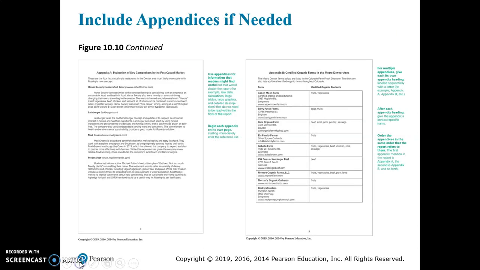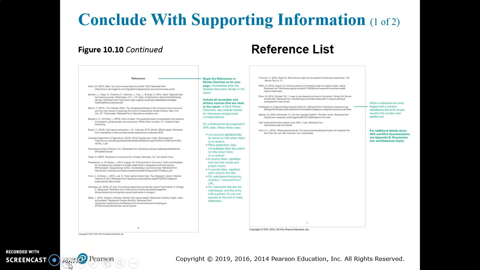Now we're going to go to the reference list, which, whoops, sorry about that, jumped. We're going to take a look at the references, just like an academic report. There's the explanation, as it says right here in the center. References list prepared by APA style.